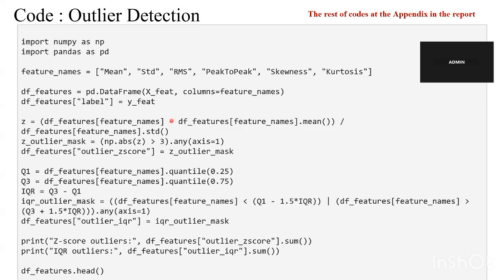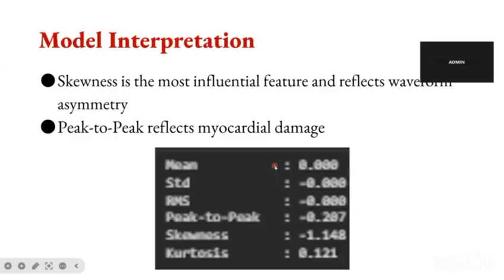I will explain this code quickly. This line we use to import the libraries that we need, and this line we use to list the features used in the dataset, and this line we use to organize the features into a table and add the class labels, and this line we use to calculate the Z-score and discover the outliers in the data, and this line we use the IQR method also to discover the outliers in the data, and these two lines are used to show the number of outliers found, and the last line we use to display the first rows of the data table.